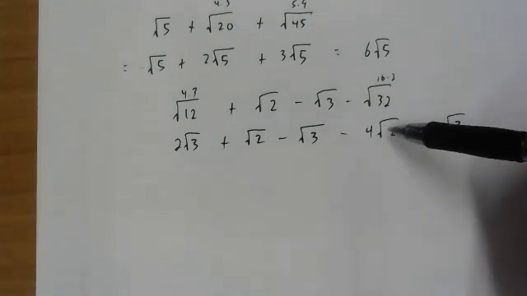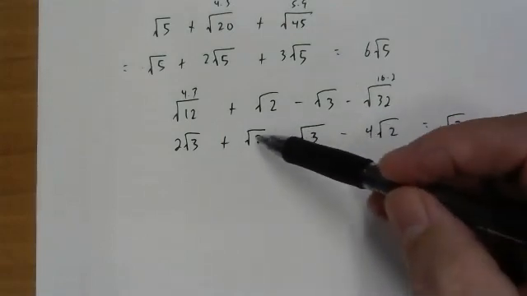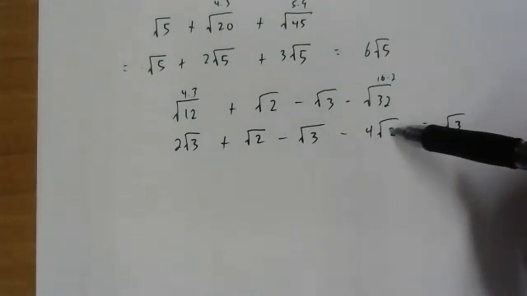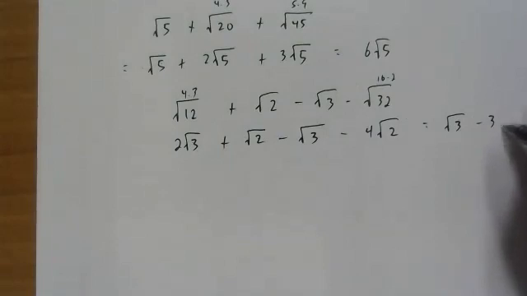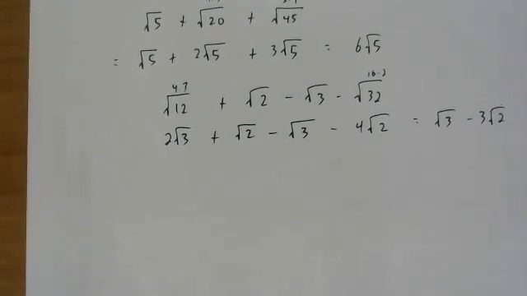Square root of 2 minus 4 square root of 2. These radicals are identical. So this is really 1 minus 4. So I can actually simplify it down to just 2 terms.